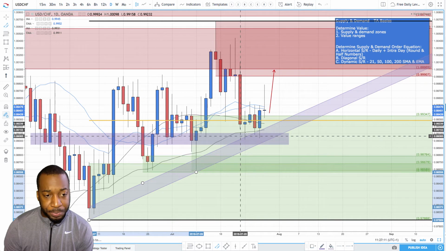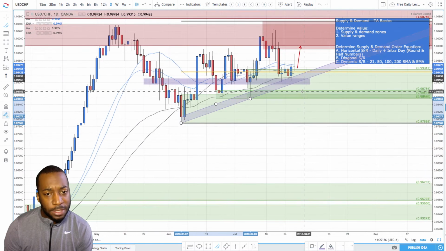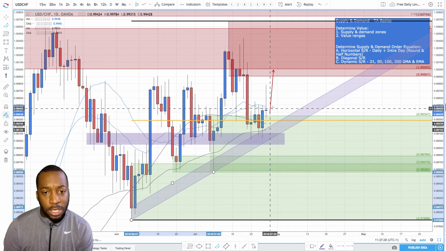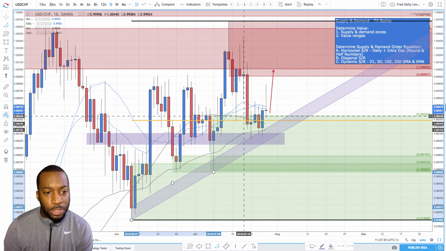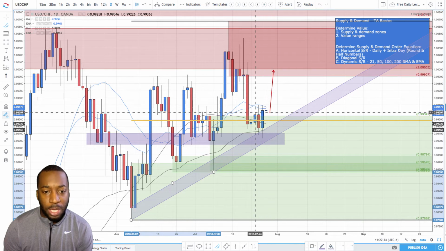So that's pretty much my dollar Swiss trade, and there was some other stuff going on there as well. Let's move on to the CAD. Actually, matter of fact, let's see if there's any supply zones here for you. Not at the moment. So that's pretty much the analysis, same as last week. No new supply zones have been created.